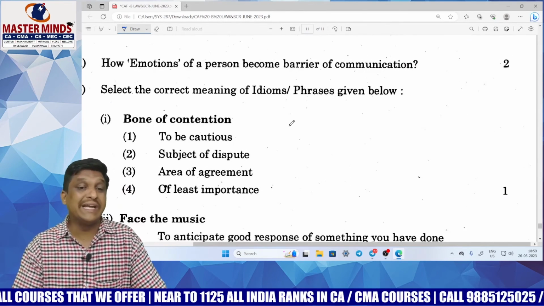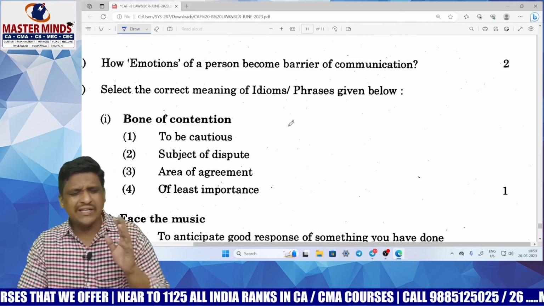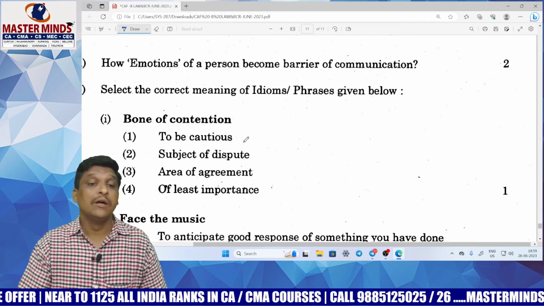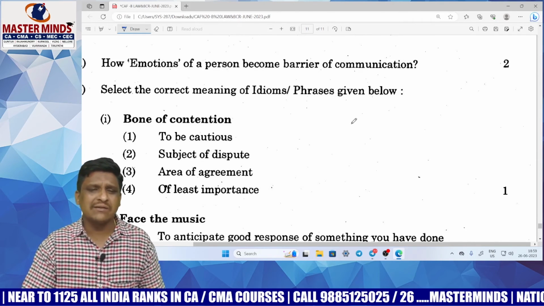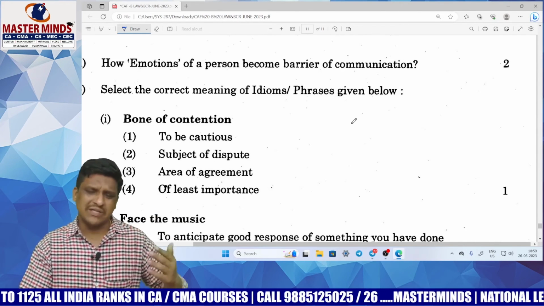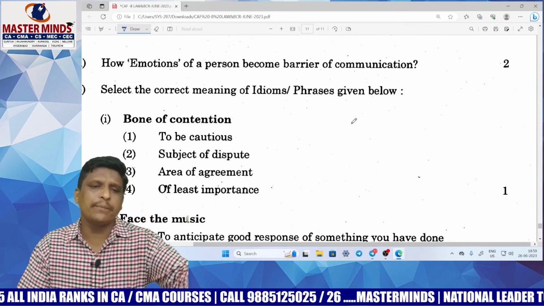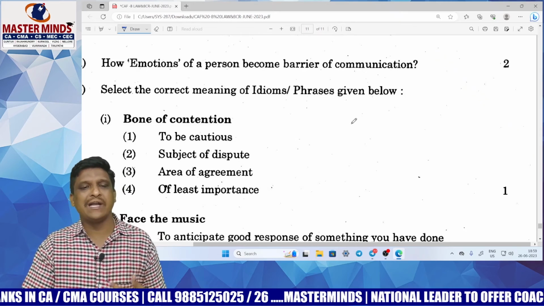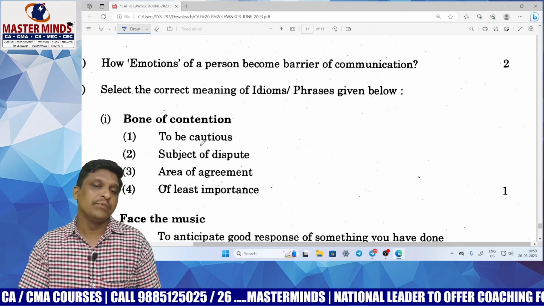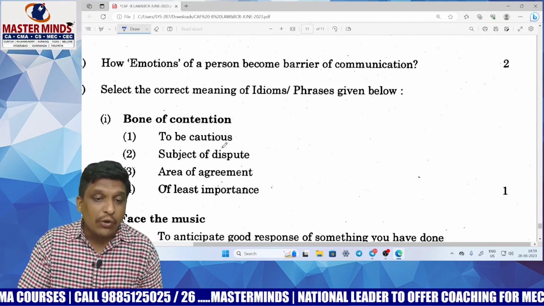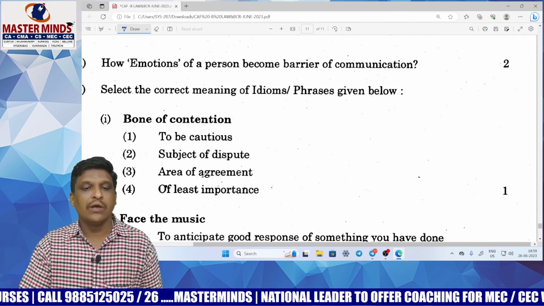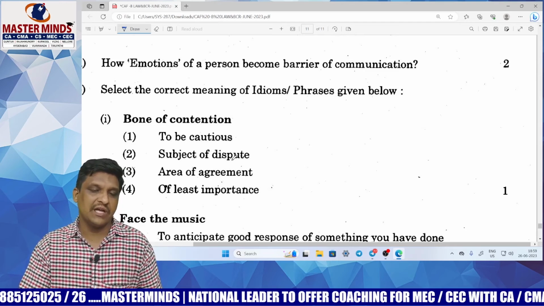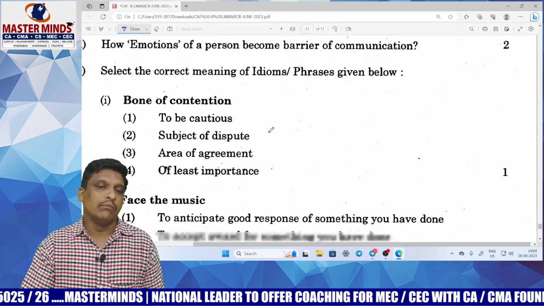Now let's go to the idioms and phrases. Again, the 2 idioms that have been given are of very regular usage in our day-to-day life. Bone of contention. Bone of contention is when someone is arguing for n number of times, and it actually takes a longer period of time. Such arguments or such disputes are called a bone of contention. Here, see what are the options that have been given there. To be cautious, subject of dispute, area of agreement, of least important. Out of all these things, subject of dispute is the right answer for the idiom bone of contention.